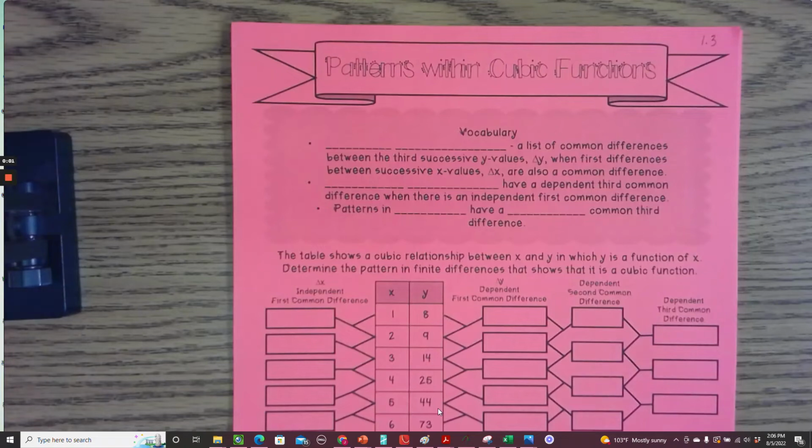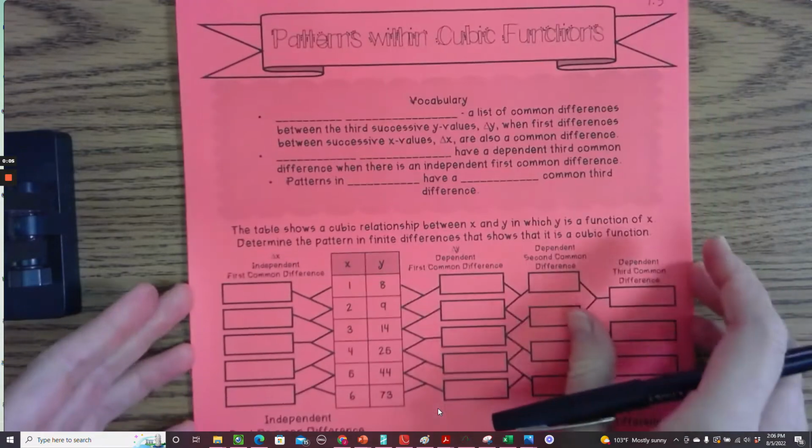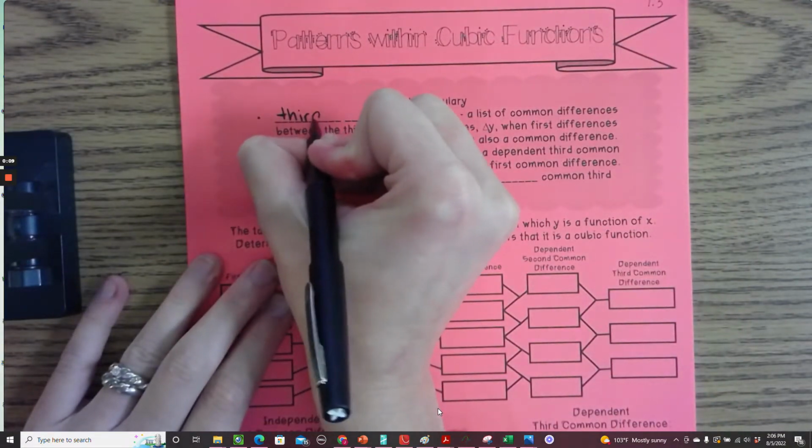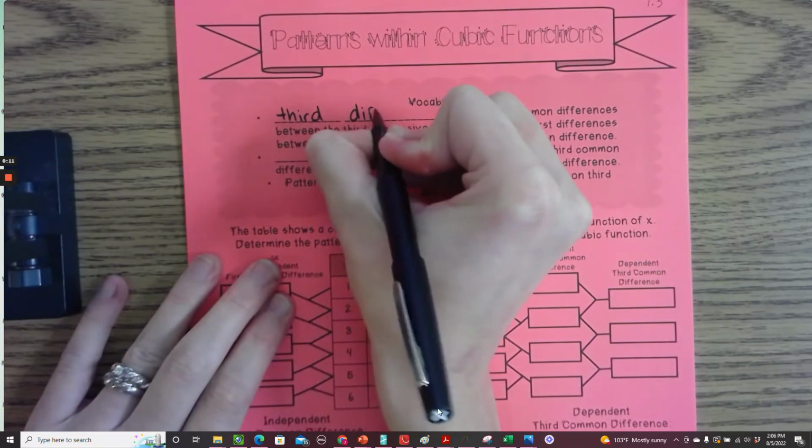This video is for the patterns within cubic functions notes. So vocabulary again. This time we're looking for third differences.